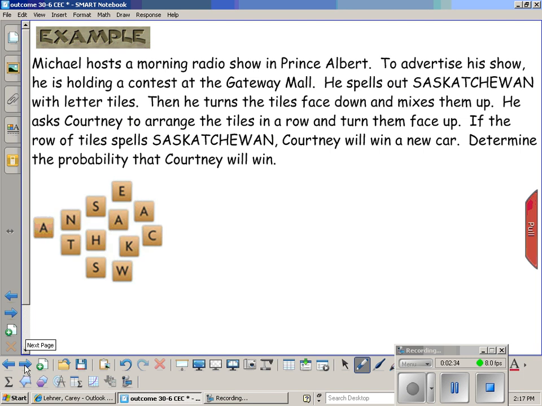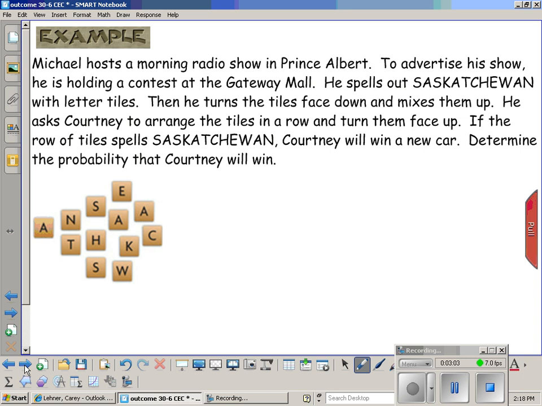Michael hosts a morning radio show in Prince Albert. To advertise his show, he is holding a contest at Gateway Mall. He spells out Saskatchewan with letter tiles. Then he turns the tiles face down and mixes them up. He asks Courtney to arrange the tiles in a row and turn them face up. If the row of tiles spells Saskatchewan, Courtney will win a new car. Determine the probability that Courtney will win.